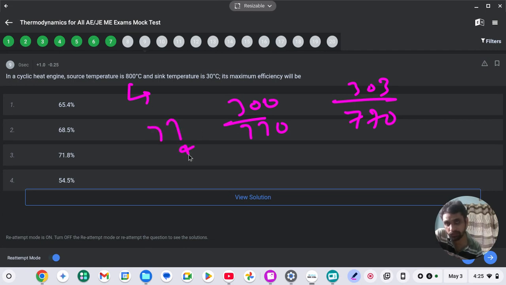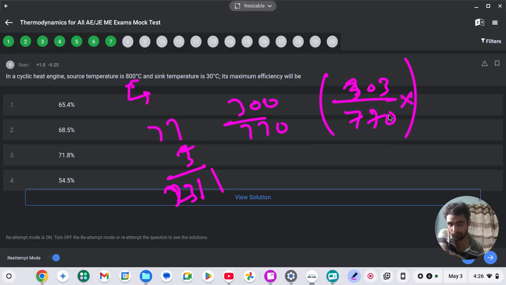77 4, it will be 308. 77 3, so none of the option is matching. Maximum efficiency will be this T2 upon T1 minus T2 or T1 upon T1 minus T2. Okay, source temperature is 800, so 303 upon 770. 77 3, 231. 308. So around 40, less than 40, but okay, none of the option matching. Let's see the solution quickly.